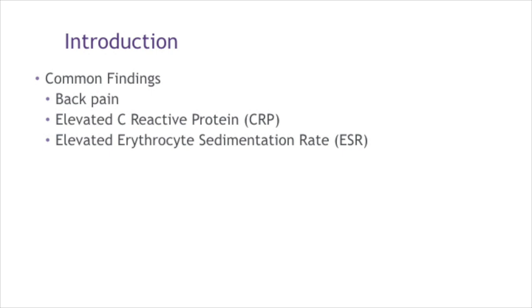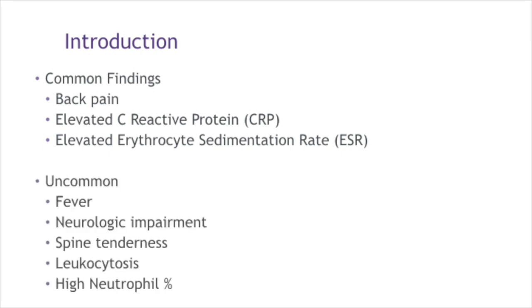The presenting signs and symptoms of osteomyelitis can be nonspecific or variable, thereby making diagnosis a challenge. Common findings of vertebral osteomyelitis include back pain, elevated C-reactive protein, and elevated erythrocyte sedimentation rate. Other findings such as fever, neurologic impairment, spinal tenderness, leukocytosis, and high neutrophil percentage are not always present.